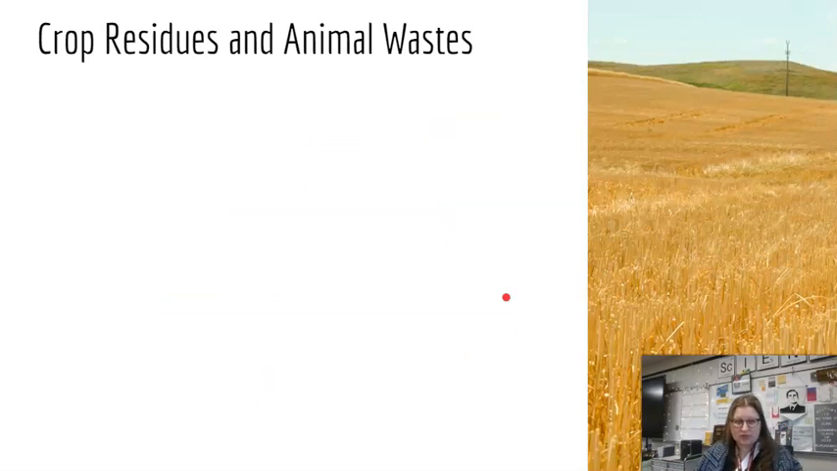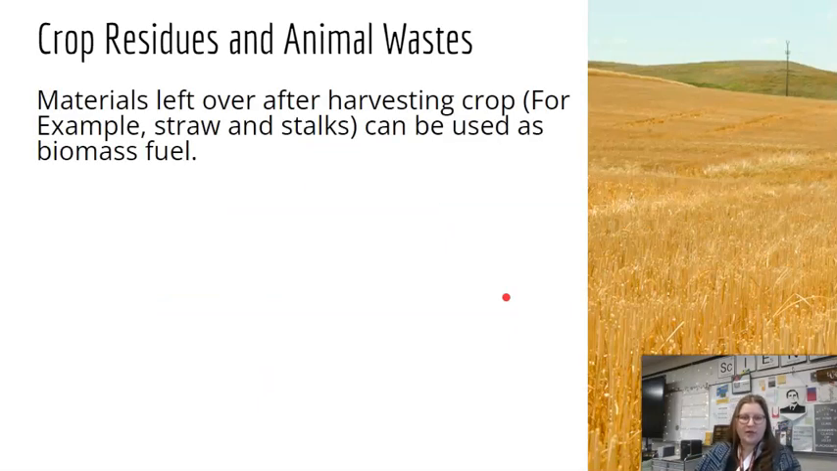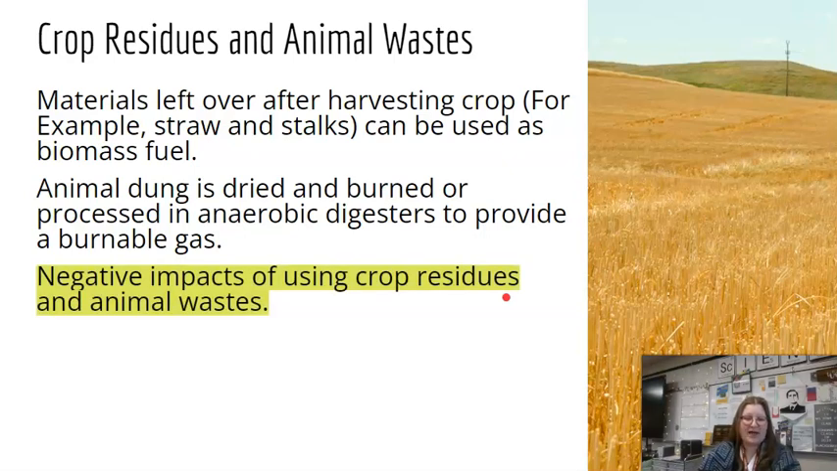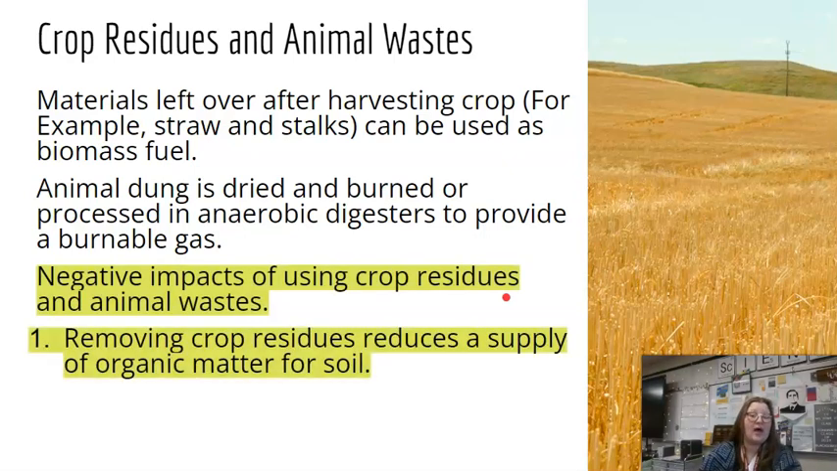The next one that was mentioned was crop residue and animal waste. So this includes materials left over after harvesting crop, for example, straw and stalks, that can be used as biomass fuel. Animal dung is another one. Animal dung or waste is dried or burned and then processed in an anaerobic digester to provide a burnable gas. The negative impacts of using crop residue and animal waste are that, one, removing crop residues reduces the supply of organic matter for the soil. We have an entire chapter next semester that will talk about soil, but you really want to leave any living thing or once living thing on the soil for nutrients and also to just protect the soil.